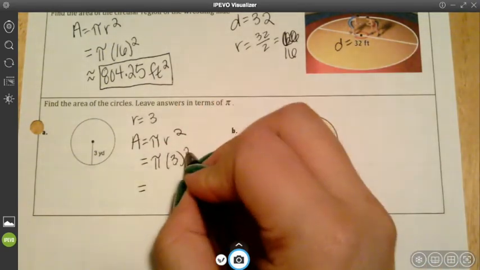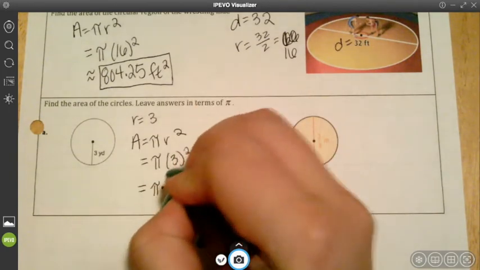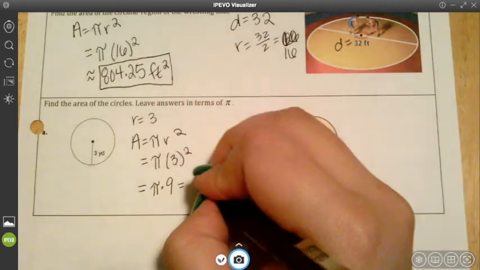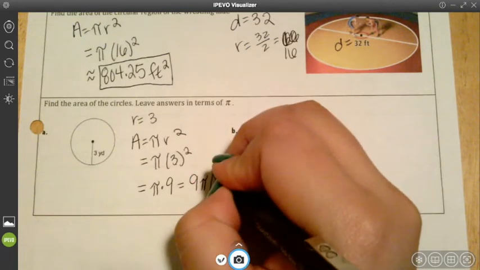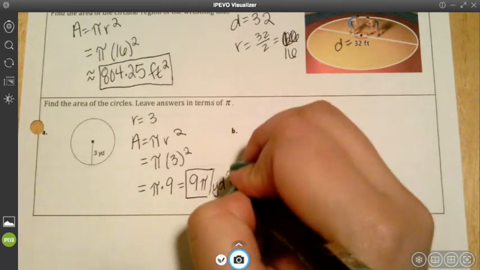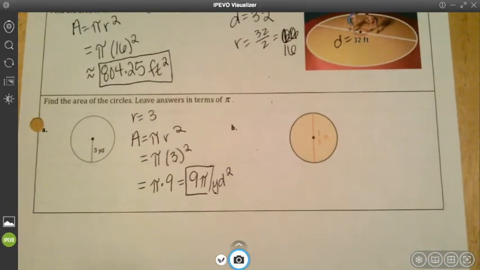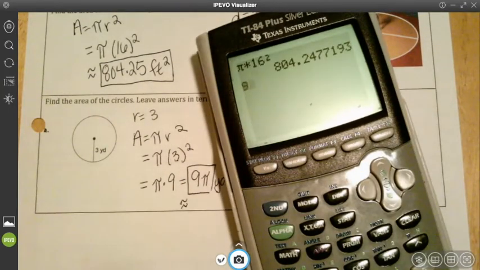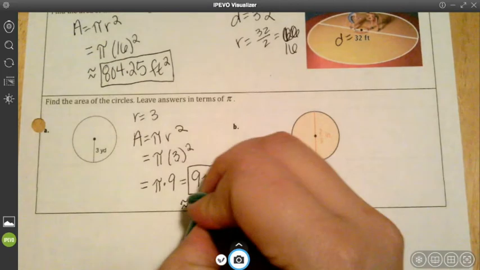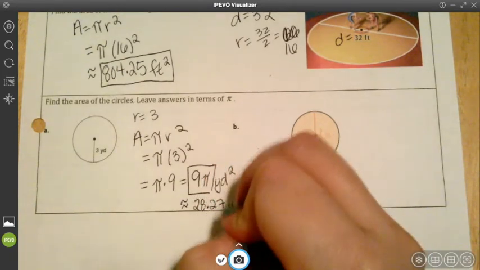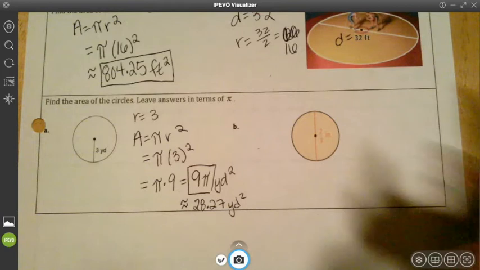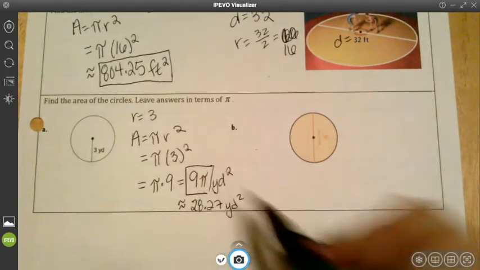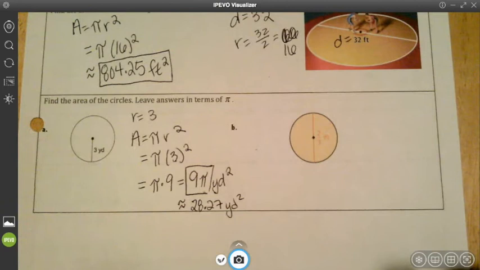That means we're going to do 3 squared, which is 9. So pi times 9. We'll write the number first. That will be 9 pi. I should put units, yards squared. 9 pi yards squared, which is approximately, into the calculator, we can just do 9 pi. It will automatically know that that's multiplication, 28.27. 28.27 square yards. But because it says in terms of pi, this should be the answer. If you put this, that's absolutely fine.